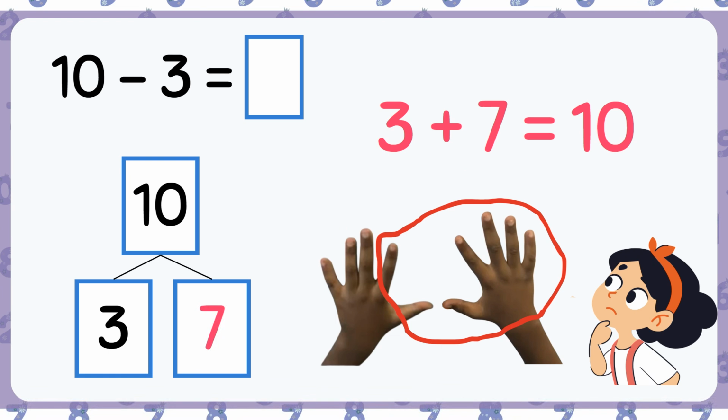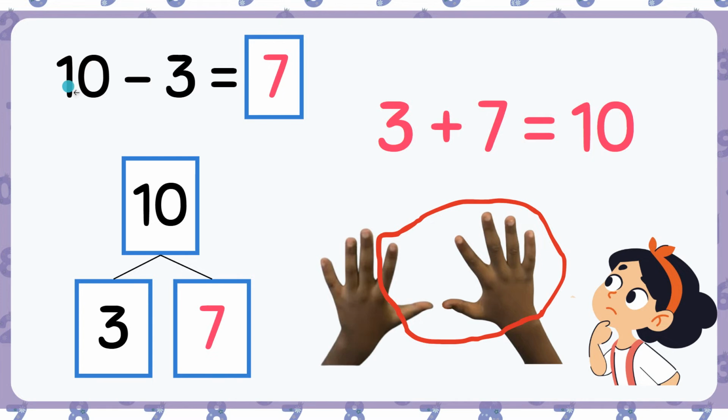Okay. So if we know that 3 and 7 together make 10, then we also know that 10 minus 3 must equal. Can you go ahead and finish that number sentence at the top? Okay. What's our unknown in our subtraction number sentence? Yes, 7. Good job, friend. Awesome.